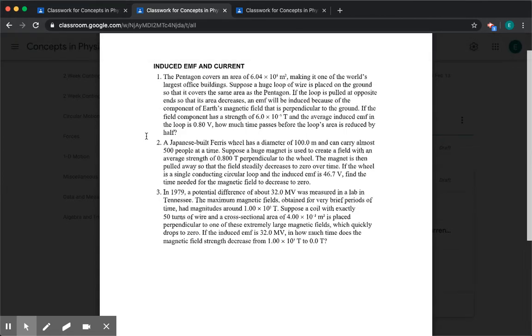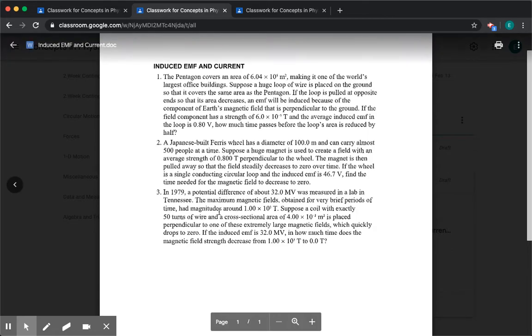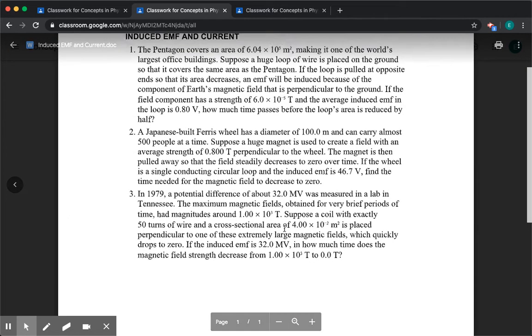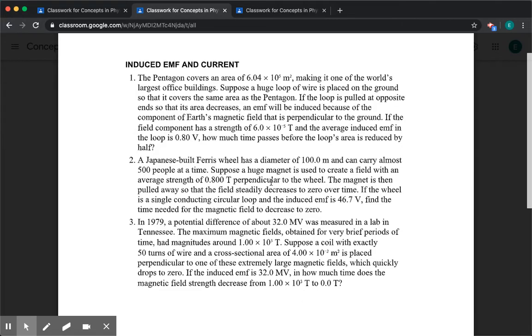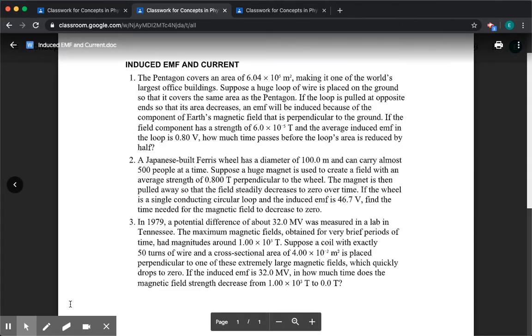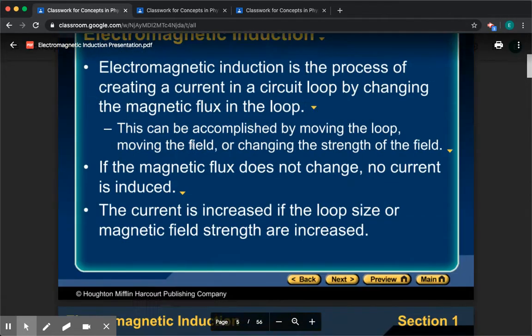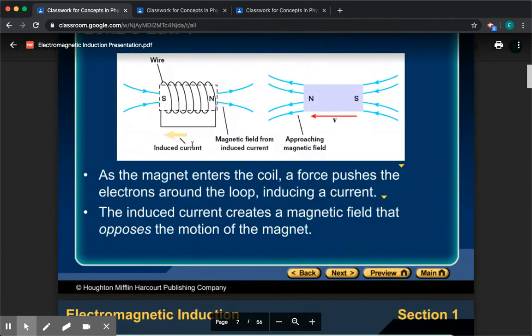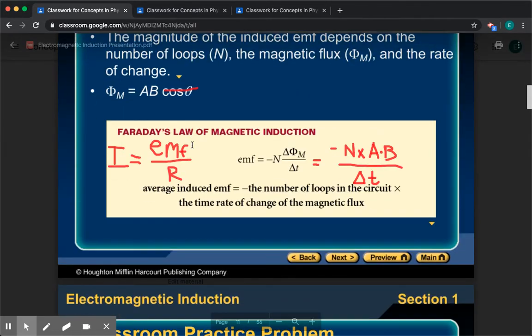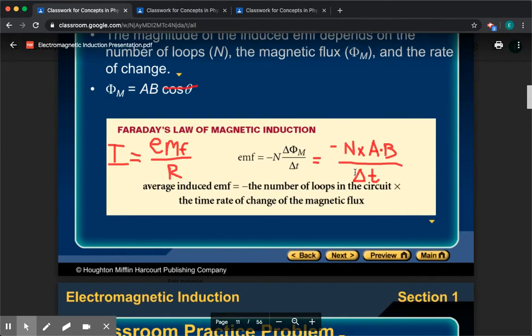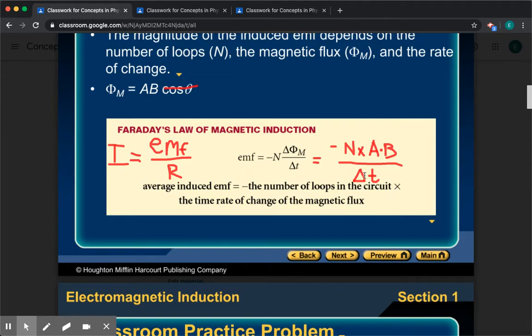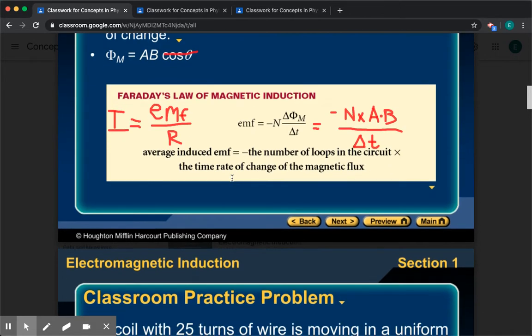So what are we looking for in number 1? Let me zoom in just a tad bit. In number 1, we are looking for time. How much time passes before the loop's area is reduced by half? So we are looking for t. So when we go to our EMF equation, which is a little below here, we need to get t by itself. T is what we're trying to solve for.